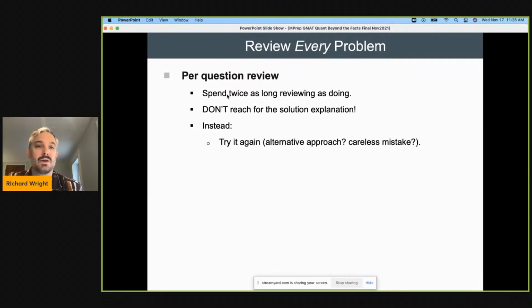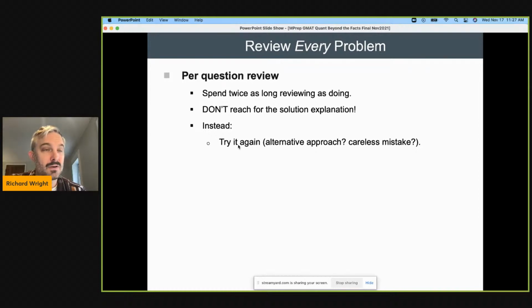So before you reach for the explanation on a problem, first of all, figure out whether you got it right or wrong. Ideally, some systems like the MPrep CATs will tell you which ones you got right and wrong without telling you the answers. If the system you're using tells you the answer when it tells you whether it was right or wrong, ask a friend or a parent or a partner or whoever to check the answers for you and just tell you these are the problems you got wrong.